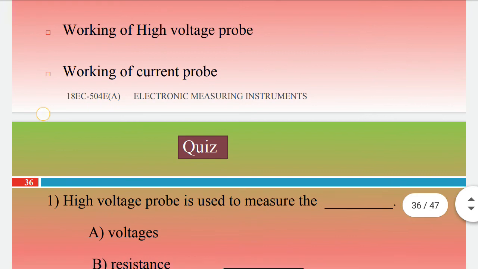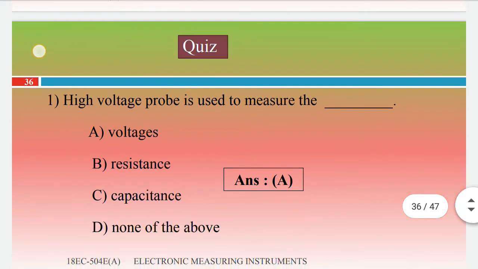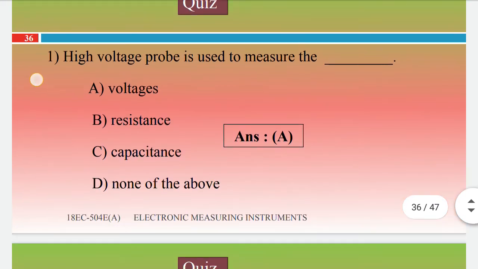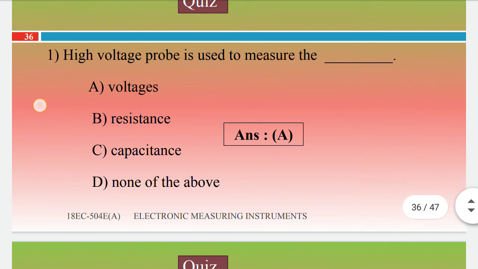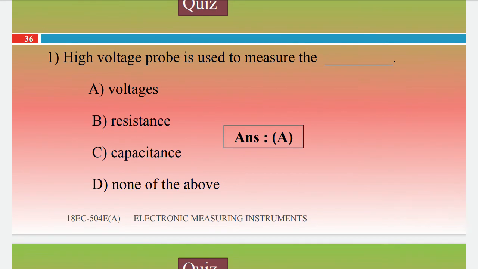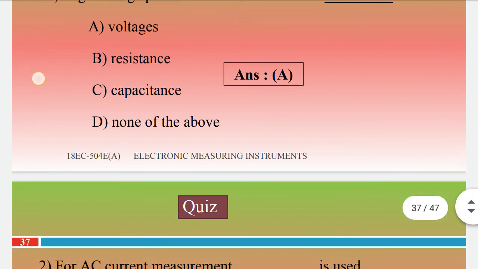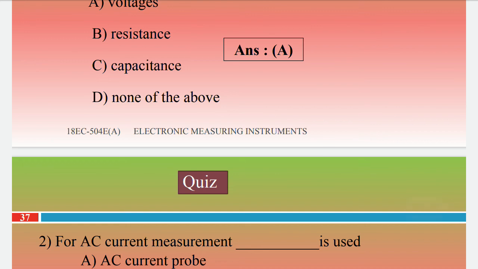Now coming to the quiz part. High voltage probe is used to measure the dash: A voltages, B resistance, C capacitance, and D none of the above. High voltage probe, in the name itself it indicates the high voltage probe. That means we can measure the voltages, that is high voltages.